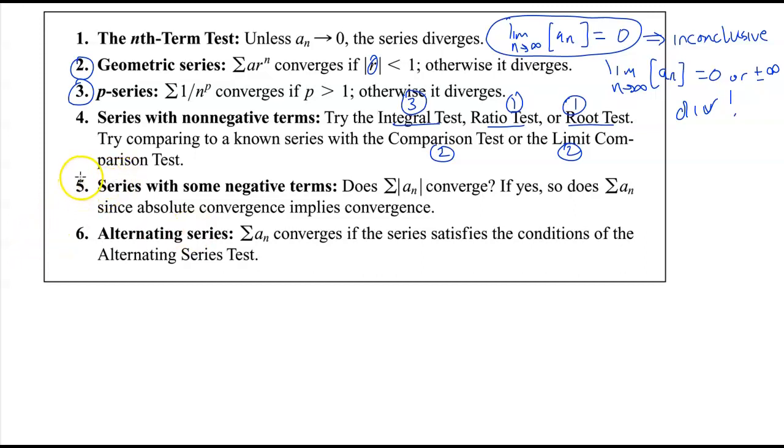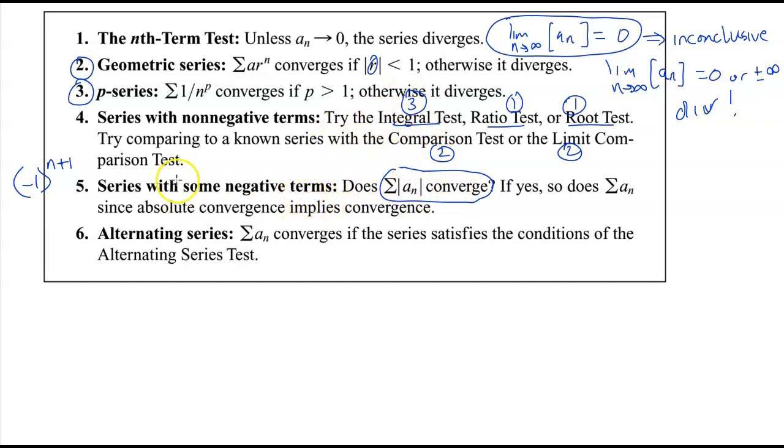So if your series has some negative terms in it, and you'll definitely know that if you have something like a -1 raised to the n, or n-1, or n+1 in it, you definitely know you have some negative terms there. So then what you want to do in those instances is figure out, does the series with the absolute value of a sub n converge? In other words, you're trying to figure out if it's absolutely convergent or not.